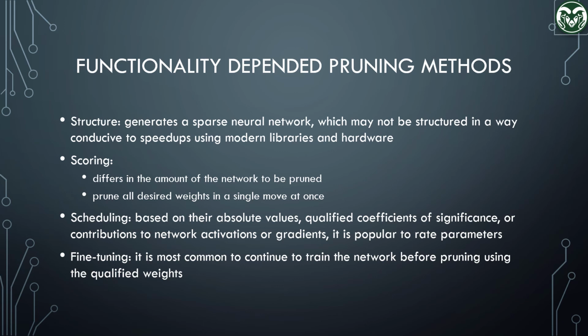In the scheduling based pruning methods, it's pruned based on absolute values and a qualified coefficient for significance, and the contributions to the network activation and gradients are popular to rate parameters. Fine tuning is the most common: continuing to train the network after pruning using the qualified weights.